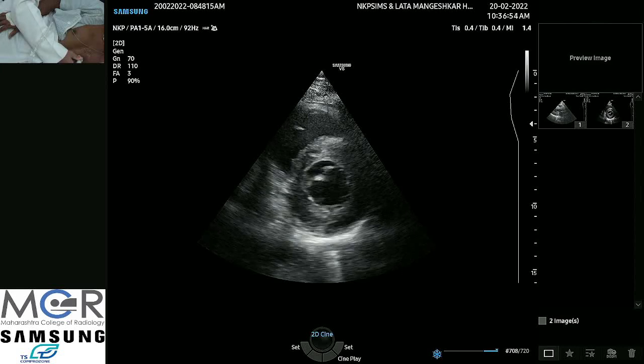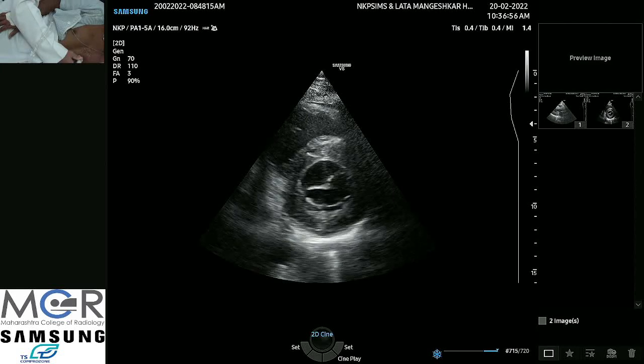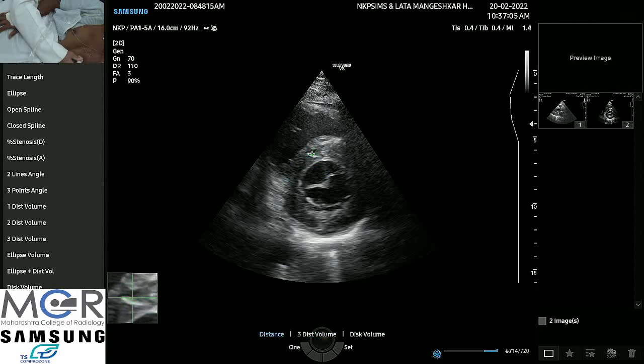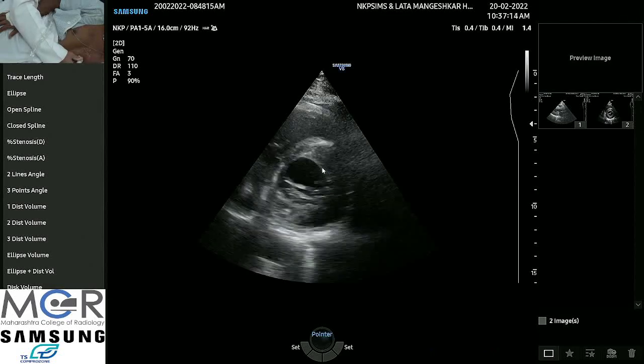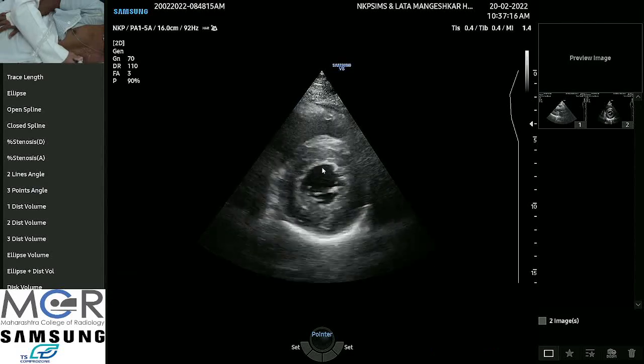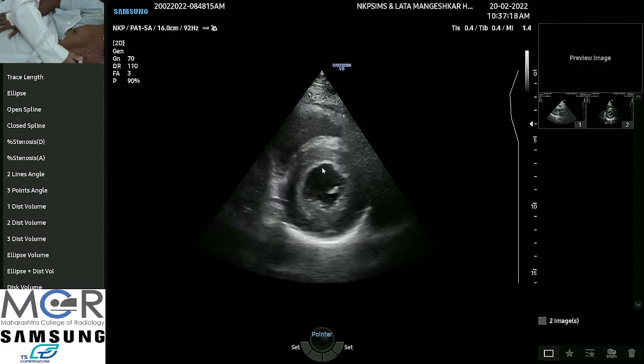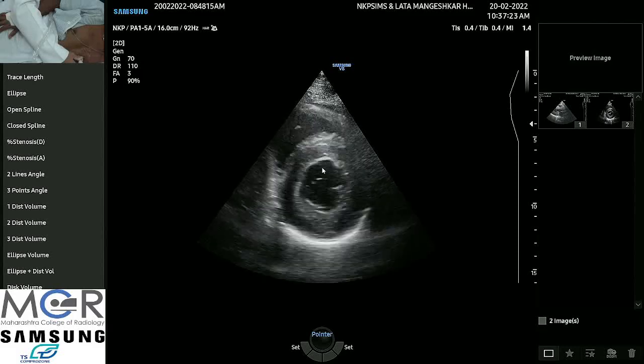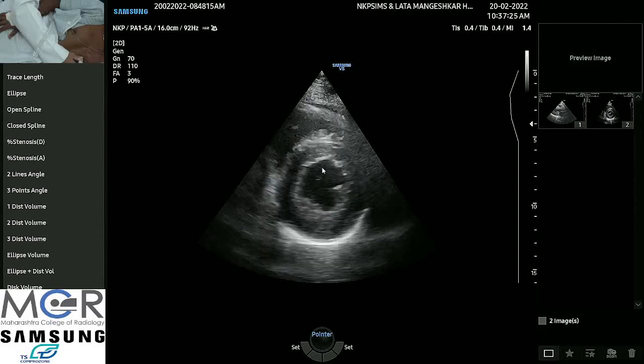and in a single frame you can see all the walls together, so you can see the relative contractility of all the walls. As I told you, this is the septum, this is the inferior wall, this is the posterior wall, here is the anterior wall, and this is the lateral wall. So all these walls can be seen simultaneously, their contraction and relaxation. Here you can see that all the walls are contracting uniformly, so there is no regional wall motion abnormality.